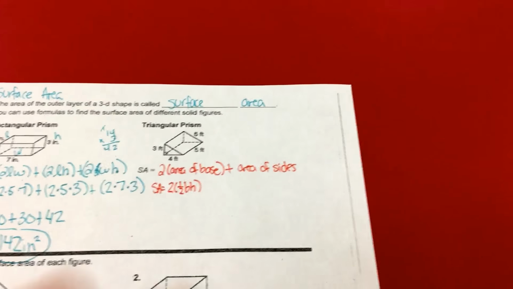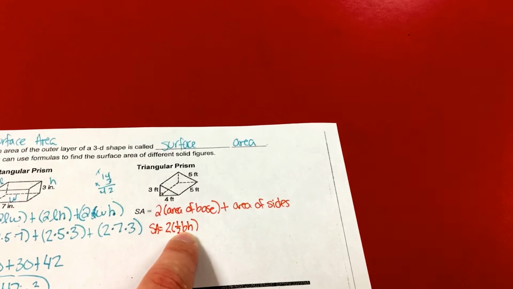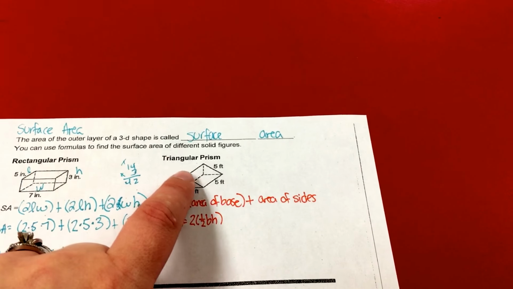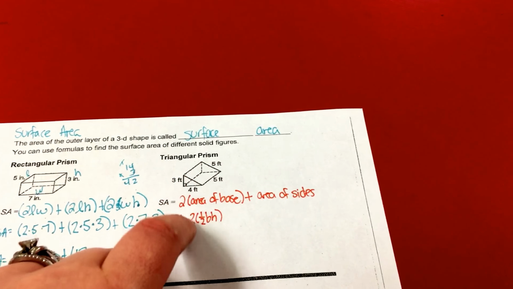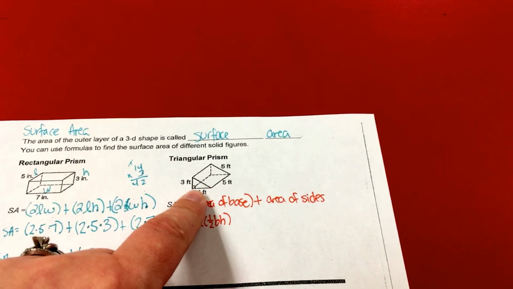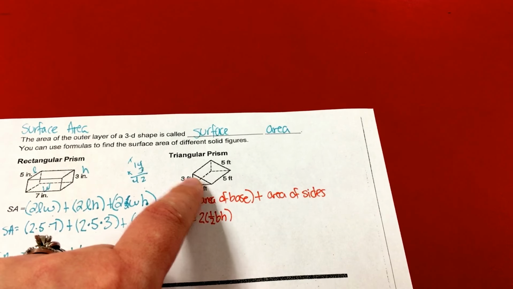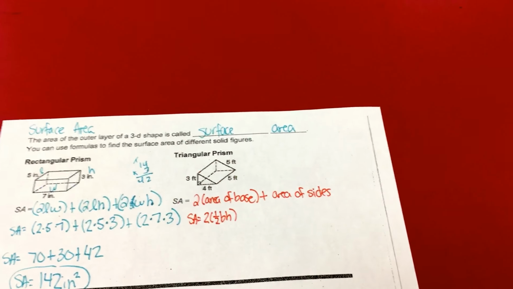All right, where did I get that 1/2 base times height? That's how you find the area of a triangle. This triangle and this triangle are going to have the same area because they are my bases. So I'm going to find the area of one of them, and I'm going to multiply it by 2 because this and this are both going to need a surface area.